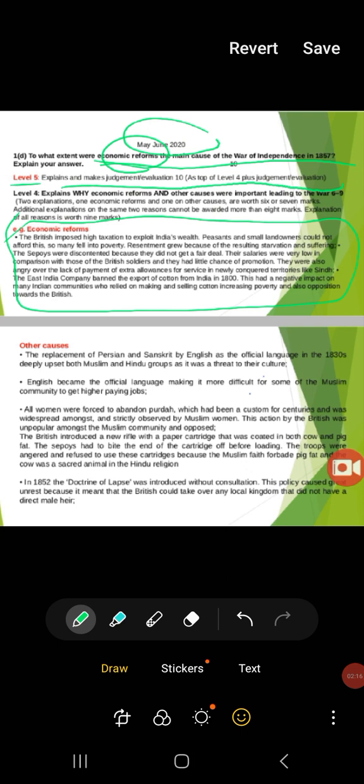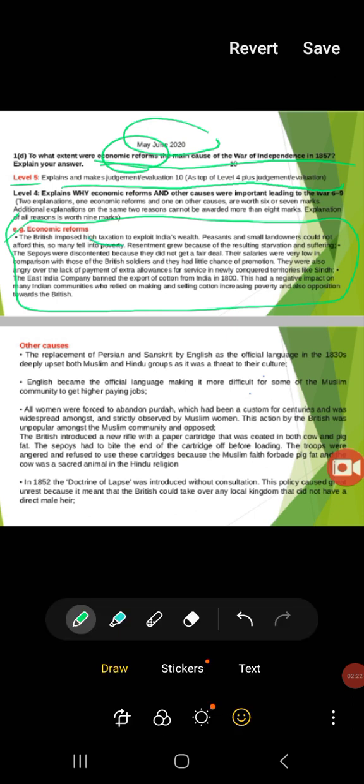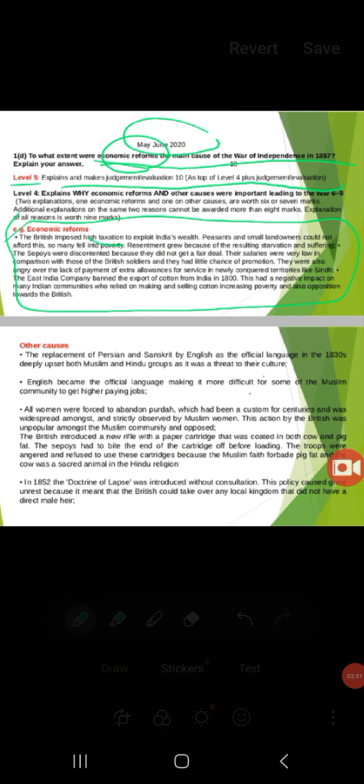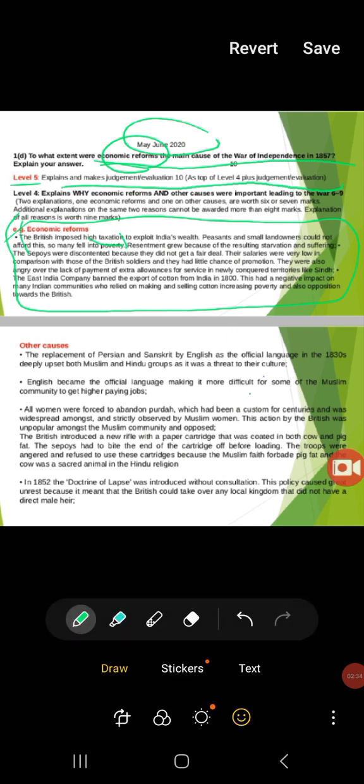Now we are going to read the economic reforms. The British imposed higher taxation to exploit Indians' wealth. Peasants and small landowners could not afford this, so many fell into poverty. This is one of the reasons given, one of the arguments given. This is not the question based on factors. This is the question based on argument. So this is one of the arguments given, that due to high taxation, the peasants and low class people, small landowners, fell into poverty. Resentment grew because of the resulting starvation and suffering. This is the next point given in the same argument.